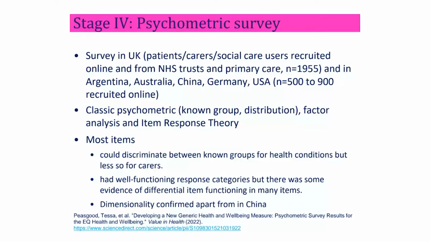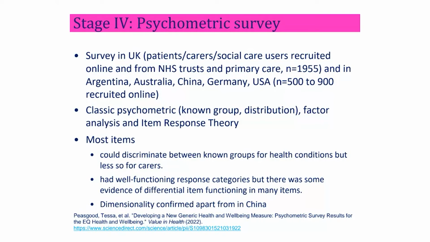So then we moved with 60, I think it was 64 items to the psychometric survey, and this was undertaken in the UK as well as the other 5 countries. And in the UK, we recruited some 2,000 people online and through NHS trusts and primary care. And again, obviously, we're looking for a spread across patients, social care users and carers.